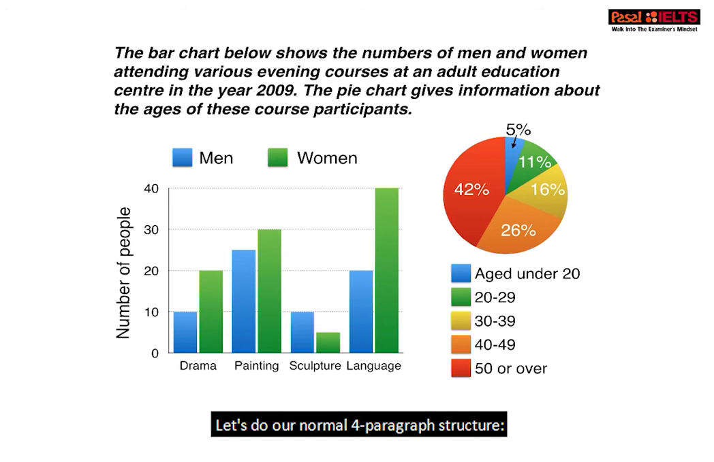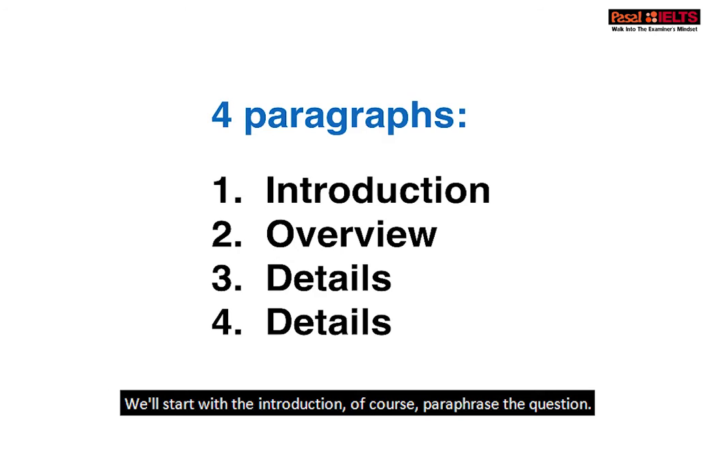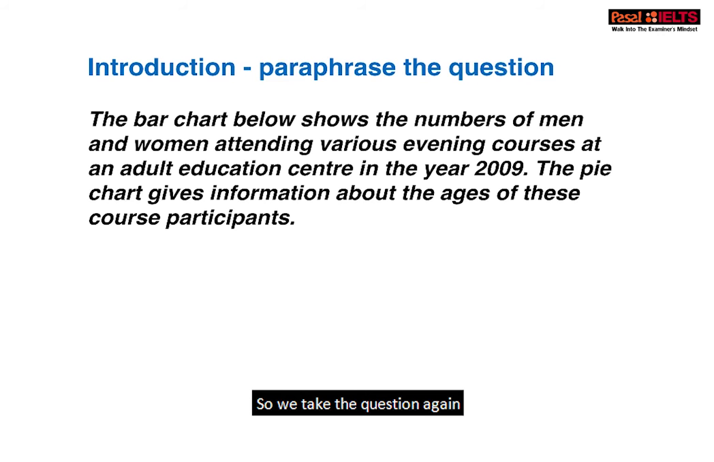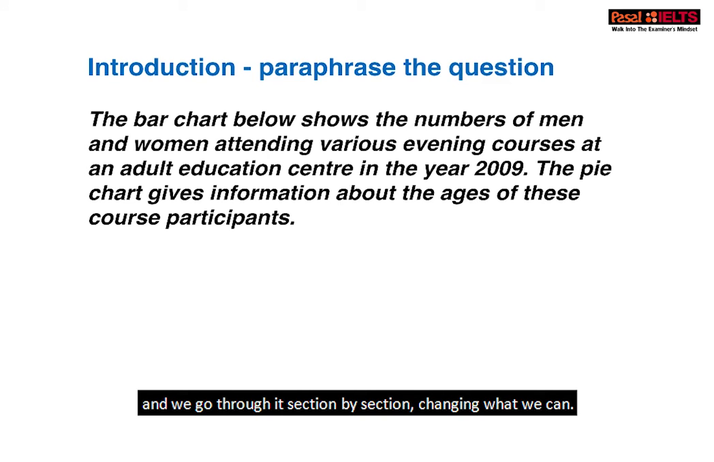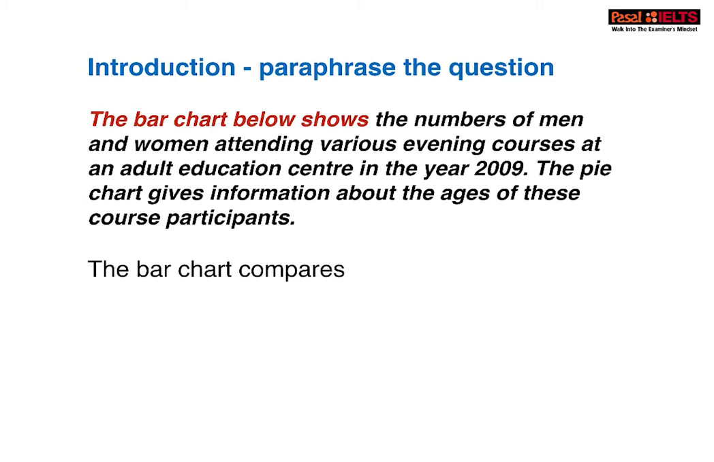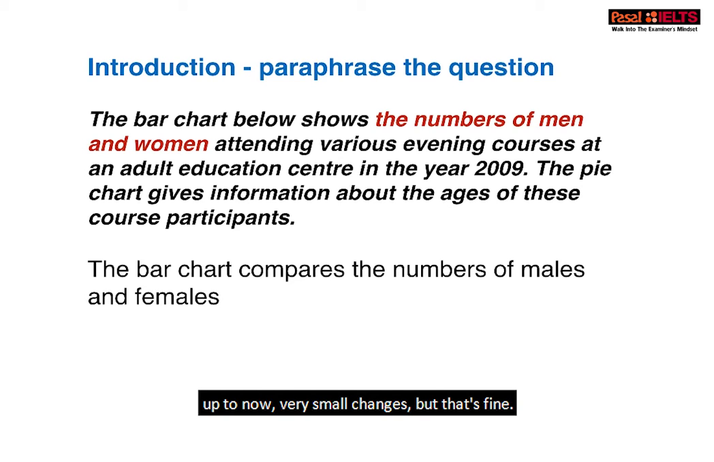Let's do our normal 4 paragraph structure: introduction, overview and 2 paragraphs of details. We'll start with the introduction, of course. Paraphrase the question. So we take the question again and we go through it section by section, changing what we can. We'll start then with the bar chart below shows, and I've changed that simply to the bar chart compares. Then the numbers of men and women, the numbers of males and females. Up to now, very small changes, but that's fine.